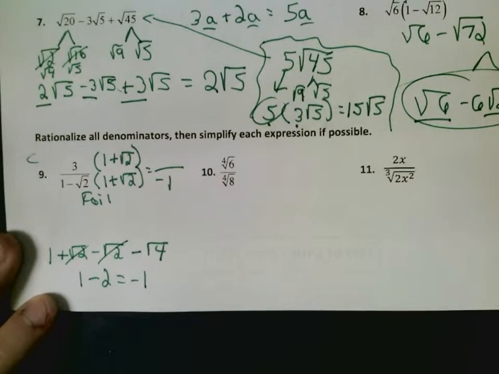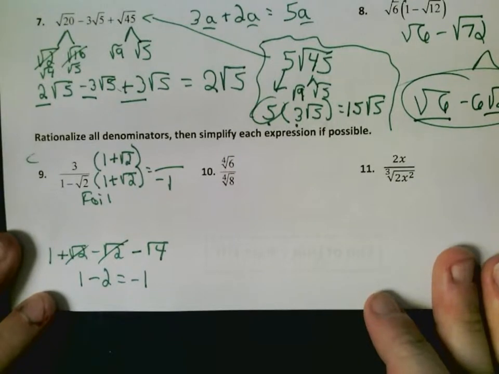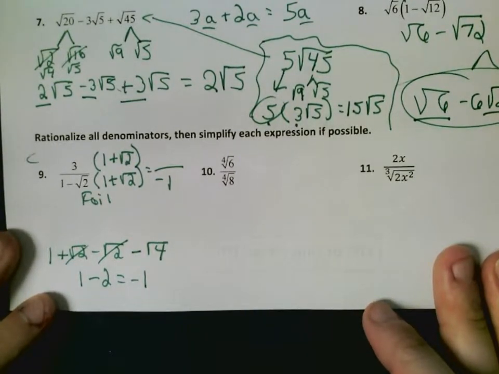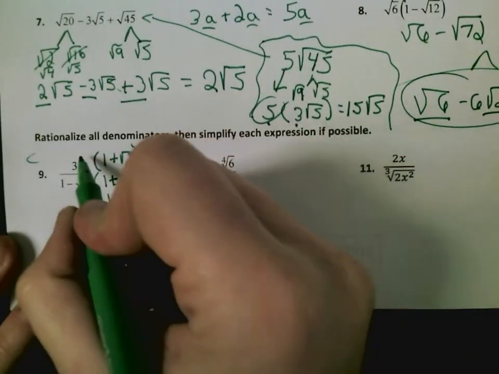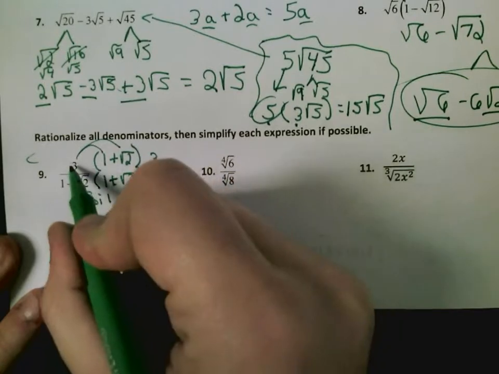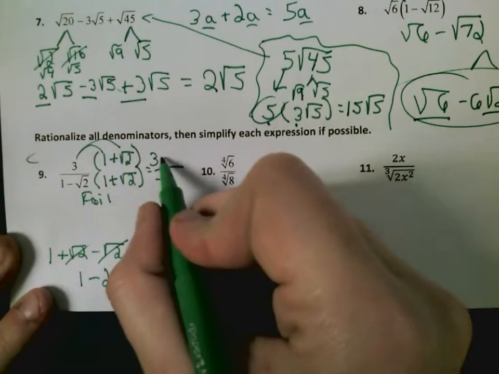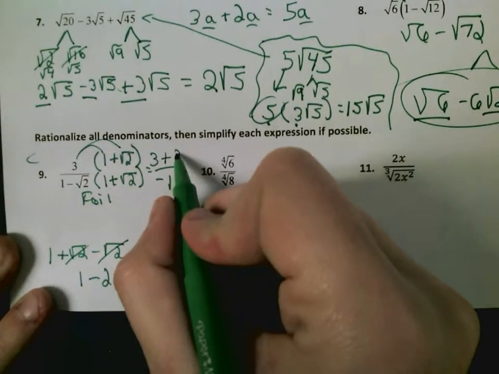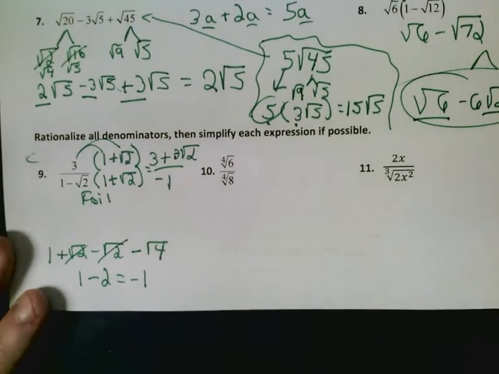You are allowed to have negatives on the bottom. That's no problem there. It's just you can't have a house on the bottom. So by multiplying by the conjugate, it kind of gets rid of the house. Now on the top here, don't forget that that 3 is going to end up getting distributed. So 3 times 1 gives you 3. And then 3 times the square root of 2 gives you 3 square root of 2.